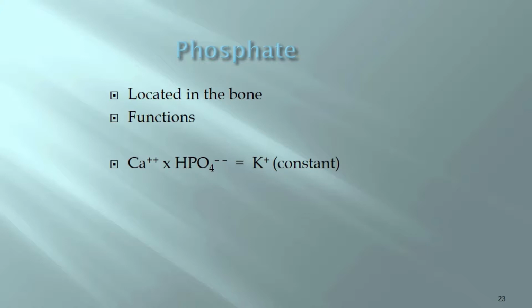are rigidly controlled by this equation. The product of calcium and phosphate concentrations is a constant. If the concentration of one increases, the concentration of the other decreases, and K here is a constant.